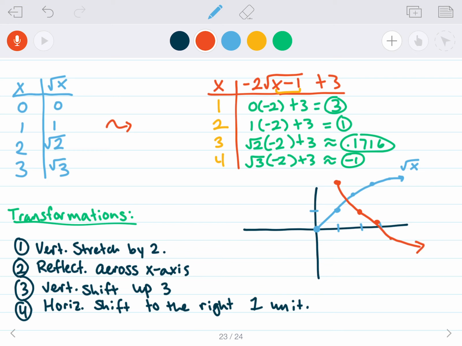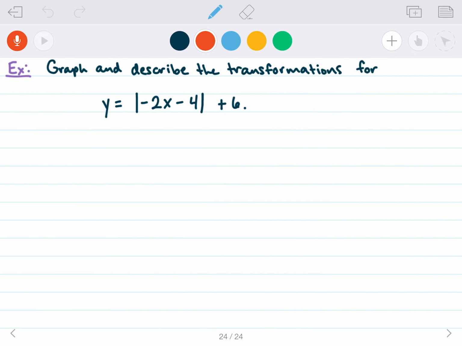All right. Okay, so that's a rough sketch of my transformed graph and my parent graph, square root of x. Let's try another one. Graph and describe the transformations for this guy. Well, what's my parent function going to be? Since I have absolute value bars here, my parent function should be absolute value of x. This is my parent function.